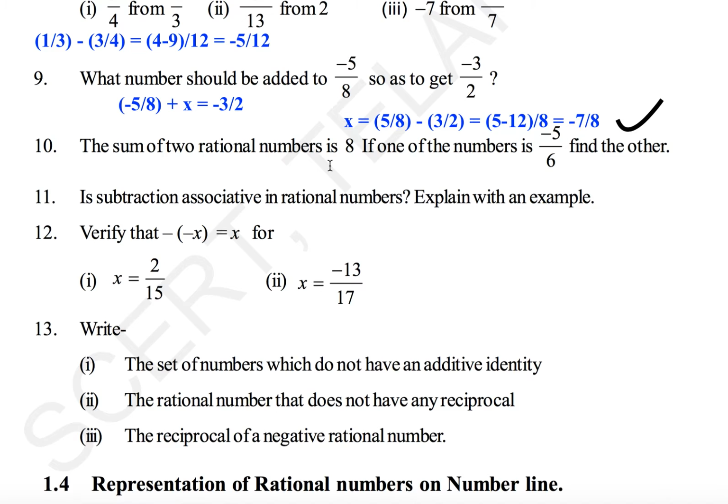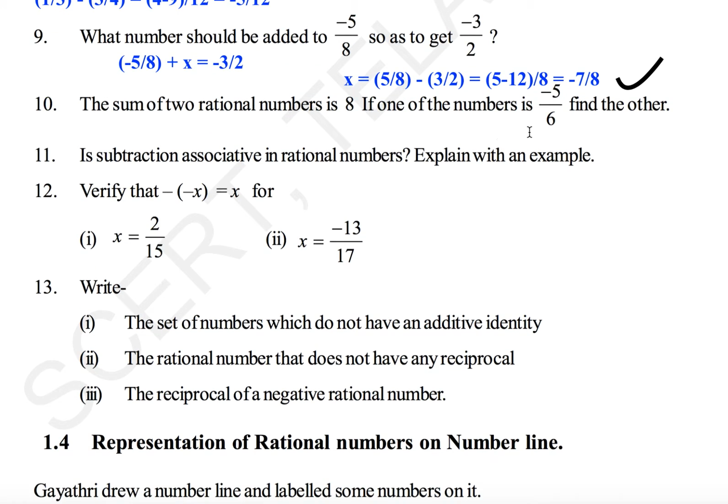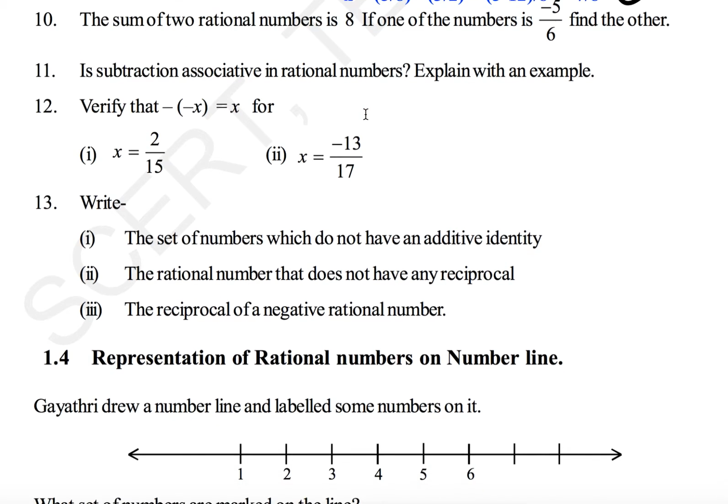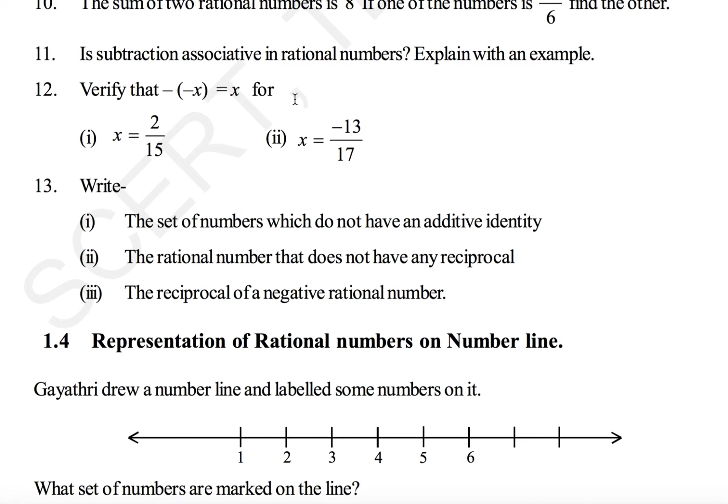The sum of two rational numbers is 8. If one number is minus 5 by 6, find the other. Similar thing: minus 5 by 6 plus x equals 8. You can easily find it out, no problem. Is subtraction associative with rational numbers? Explain with an example. That also you can do. I don't think so. Verify that minus of minus x equals x for these two.